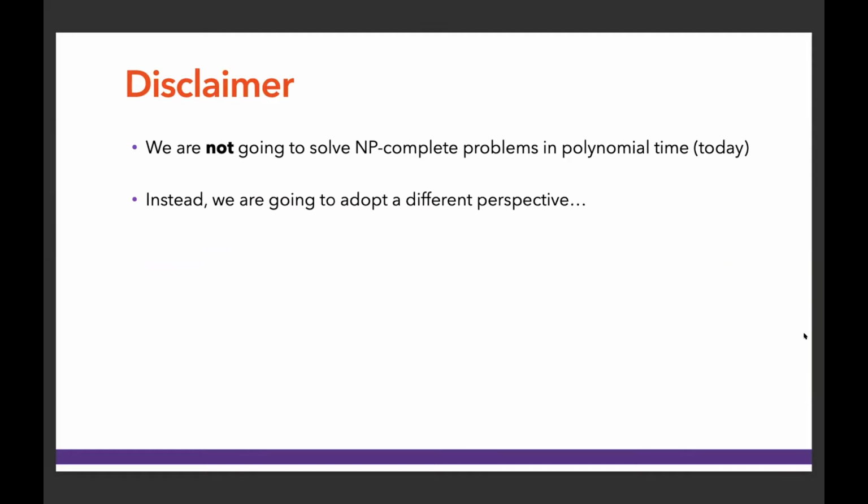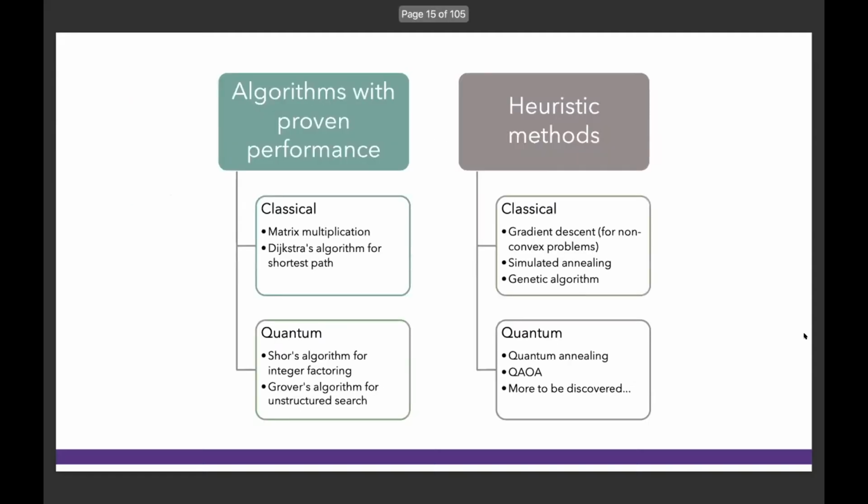Now, what are we then going to do? Well, we're going to adopt a slightly different perspective on these things. Think about classical algorithms that work well. You can think of them as falling into two classes. You can have classical algorithms that have proven performance, like that algorithm for shortest paths that I mentioned earlier, or matrix multiplication, which always runs in n to the power of 2 point something.